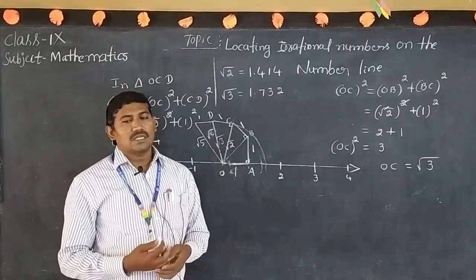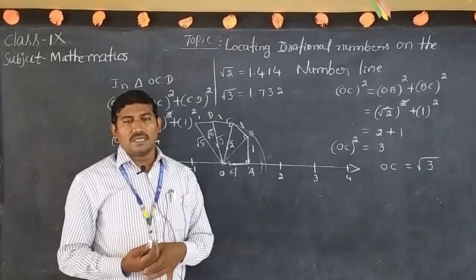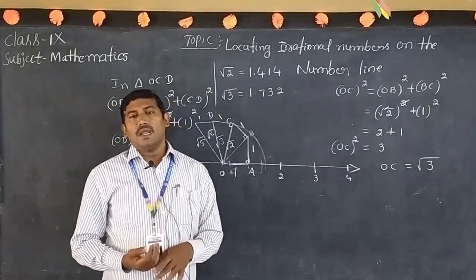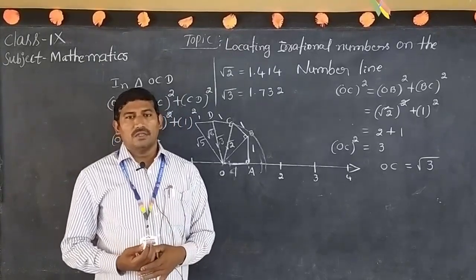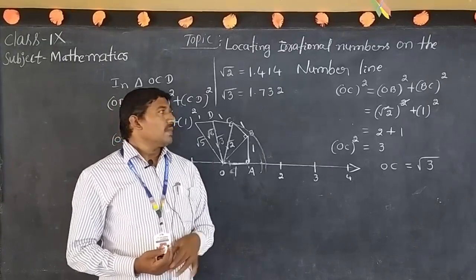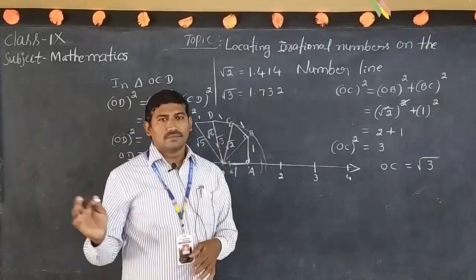Okay, irrational numbers, how should we identify irrational numbers? Irrational numbers are nothing but non-terminating, non-recurring values. Okay, irrational numbers.